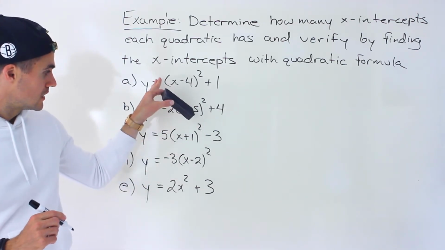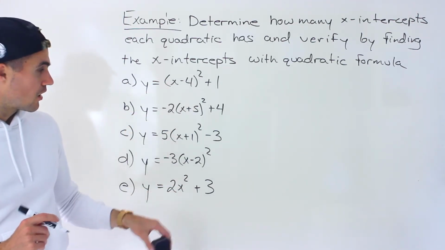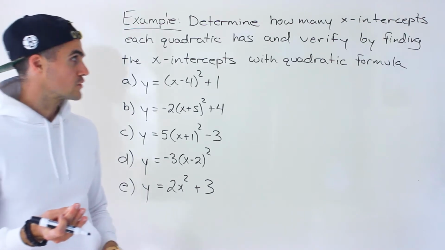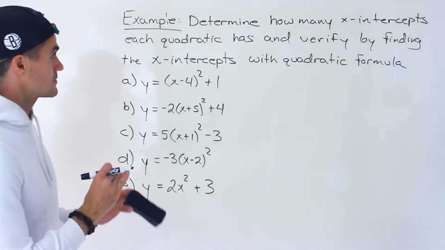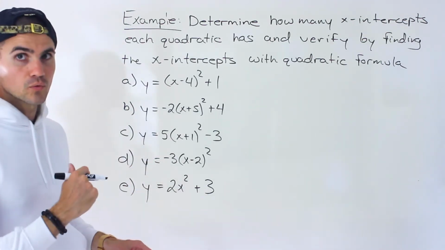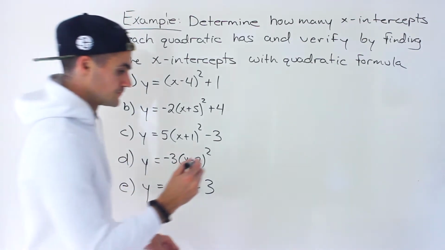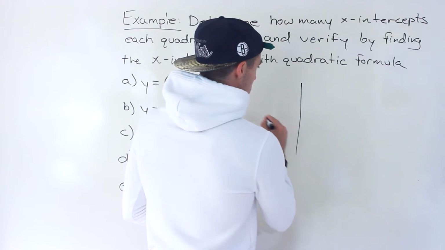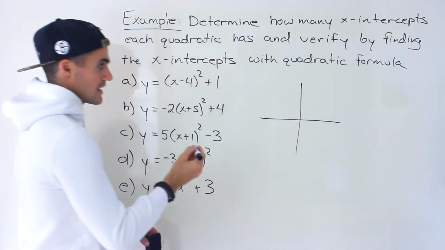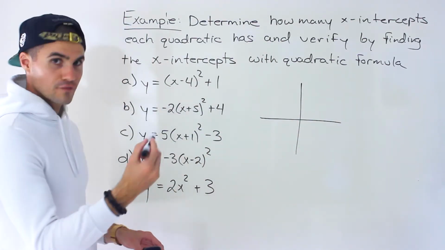So notice that all of these here are in vertex form. So we're first going to determine how many x-intercepts there are, and then we're going to actually find them with the quadratic formula. So when a quadratic is in vertex form, to find out how many x-intercepts there are, it's actually fairly simple.